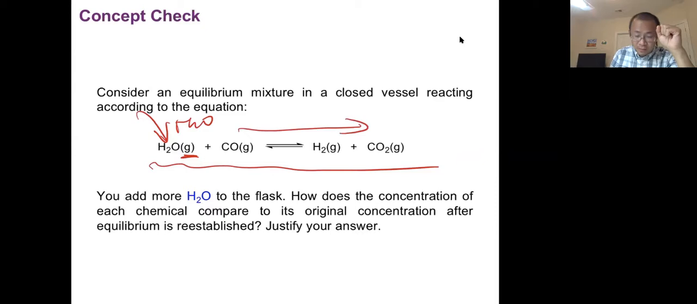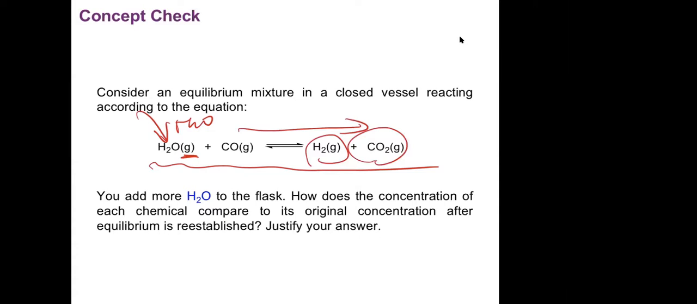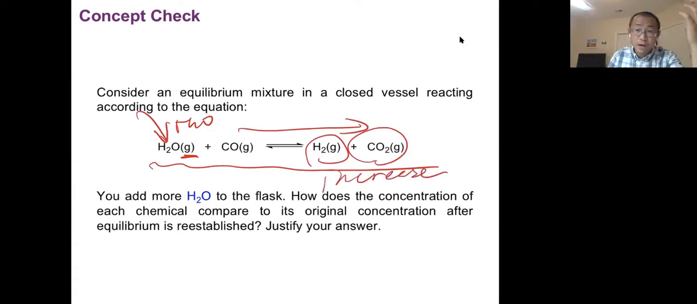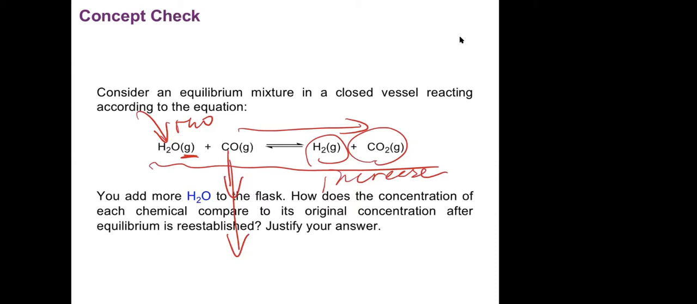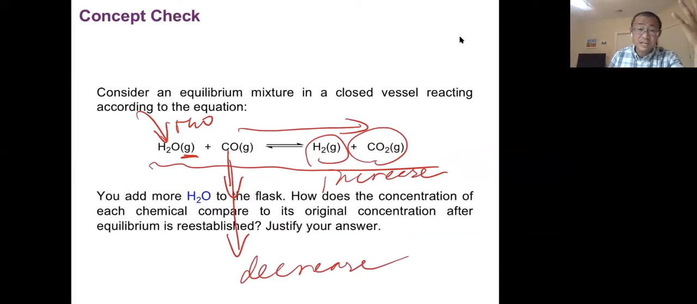If the equilibrium shifts to the right, these two concentrations will what, guys? Higher, increase. Because I shift to that, I get more products. If I shift to the right, this concentration will what? Decrease. Why? Because I used them to shift to the right. I didn't add CO, I added water. And when the reaction shifts to the right, CO will be consumed. If CO is consumed, it will decrease.